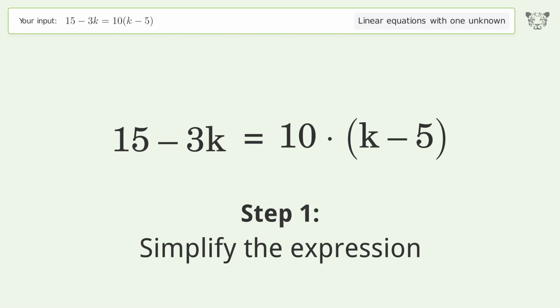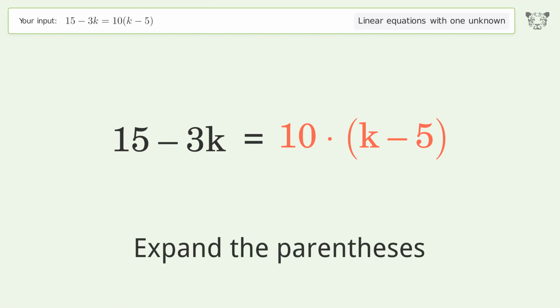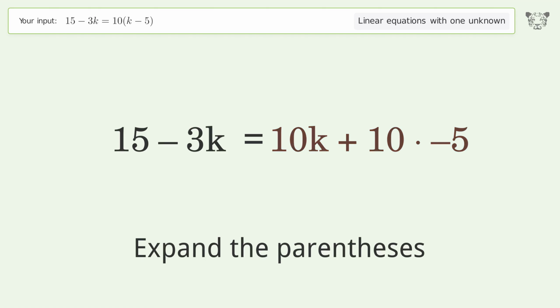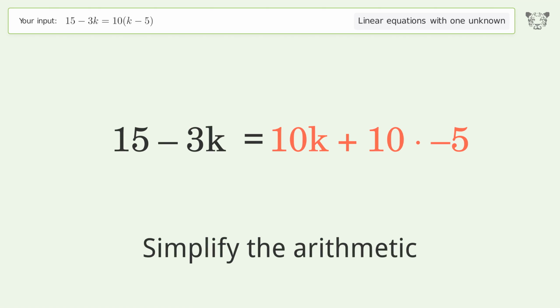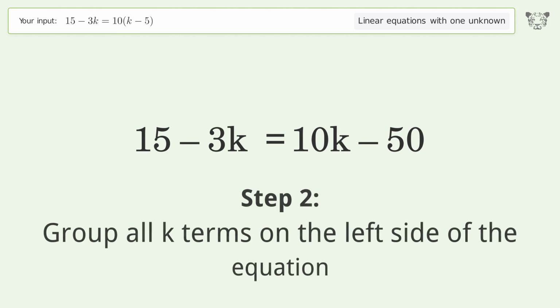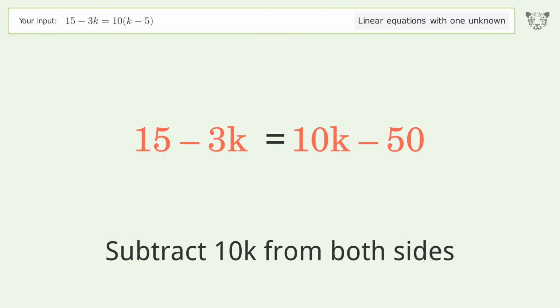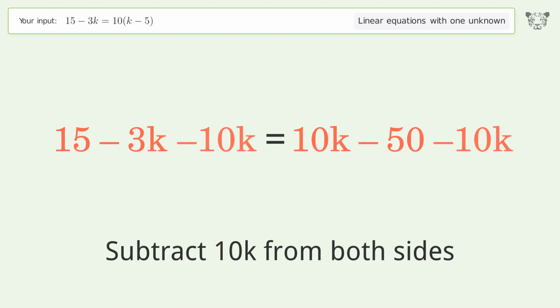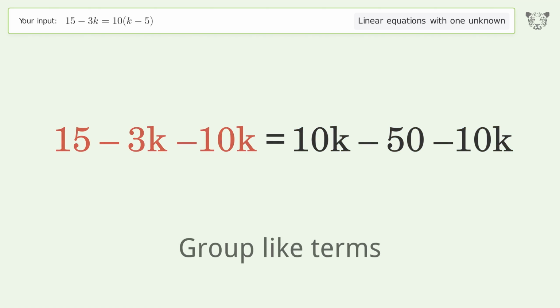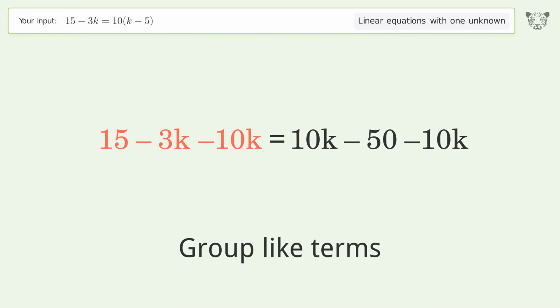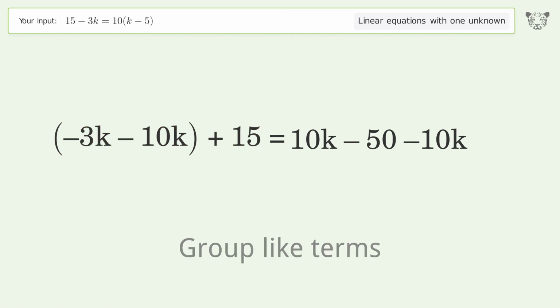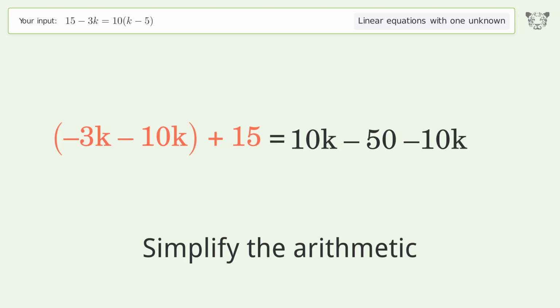Simplify the expression. Expand the parentheses. Simplify the arithmetic. Group all k terms on the left side of the equation. Subtract 10k from both sides. Group like terms. Simplify the arithmetic.